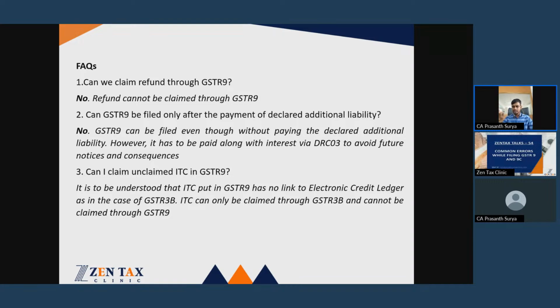If you are filing belatedly, the form will ask you to pay the late fees alone and only then proceed. Otherwise, it will not care about any additional liability. Whatever you declare, it will allow you to file, but subsequently, definitely, a notice will be issued by the department, which, as I already discussed, will view it as the declared additional liability, and they will not be willing to compromise on that.